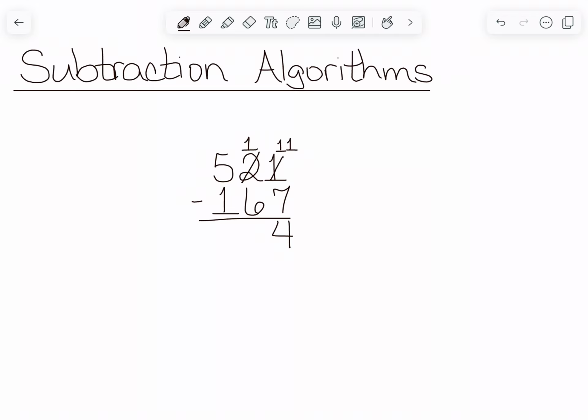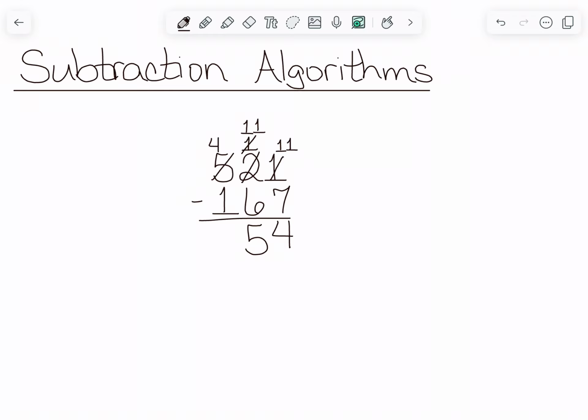I then need to do 1 ten minus 6 tens, but I also cannot do that. I don't have enough 10s to properly remove, so once again we need to regroup. I'm going to take one of my hundreds and break it up into 10 10s, so that now I have 4 hundreds, and then 10 plus the 1 ten I already had for a total of 11 tens. Now I can just subtract 11 minus 6, which is 5.